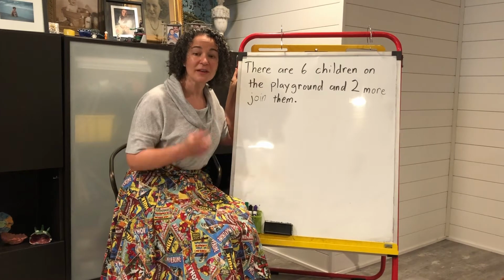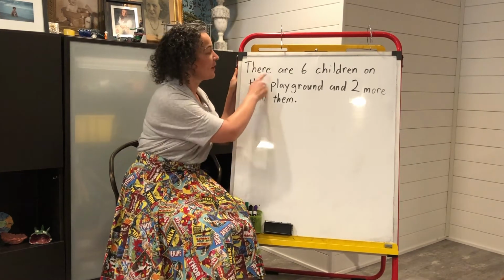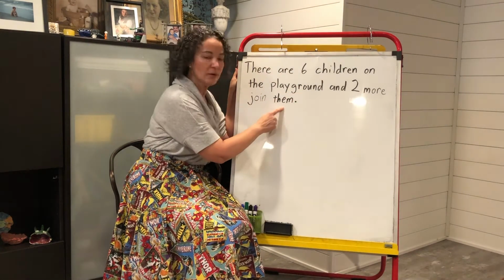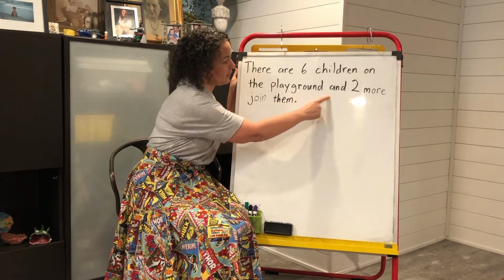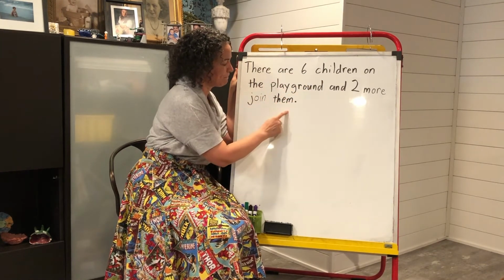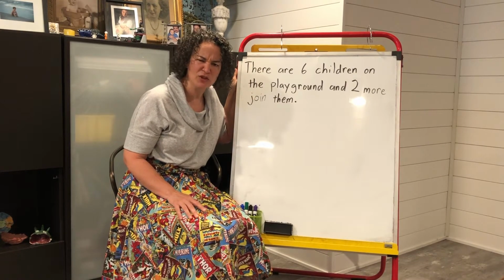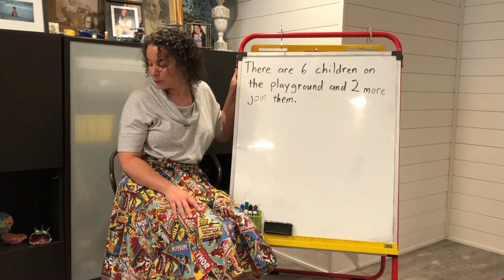All right, my friends, let me read the problem by myself the first time and you read it with me the second time. There are 6 children on the playground and 2 more join them. Read it with me this time. There are 6 children on the playground and 2 more join them. I guess we have to figure out how many children are on the playground. What do you think we should do first? Penny, what should we do first?